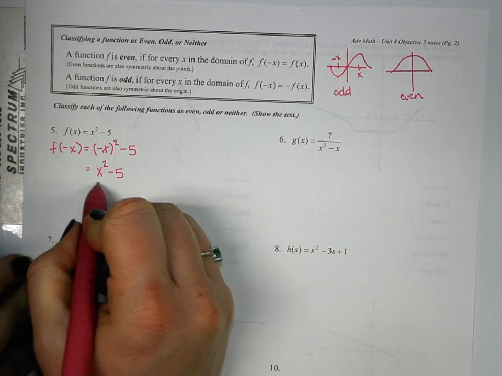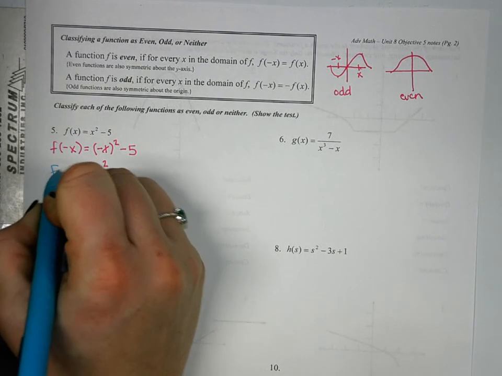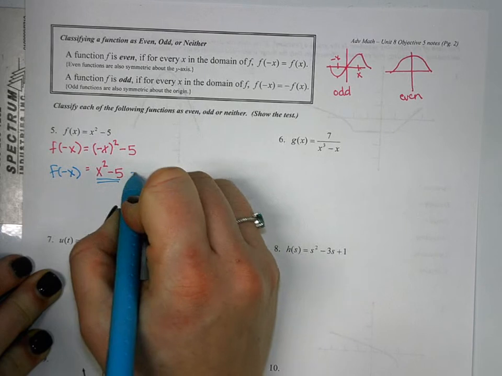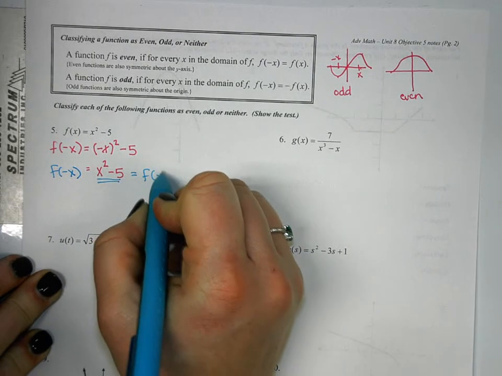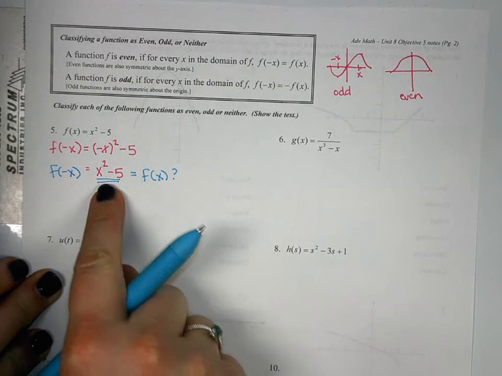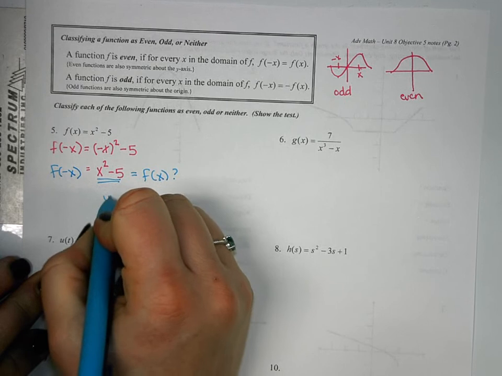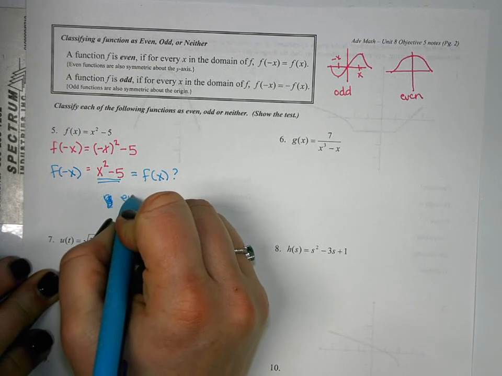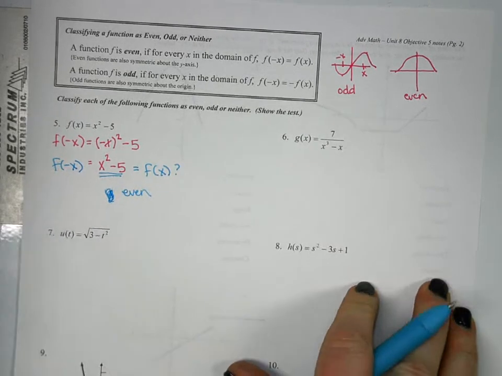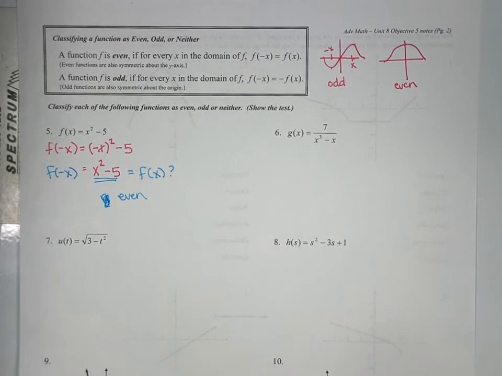So this result is f of negative x. Does that match f of x? Is this the same as what we started with? If it does, like this one, then you would say that it's even, because plugging in the negative x and simplifying gave us our original equation back. That's what happens when you have an even function.